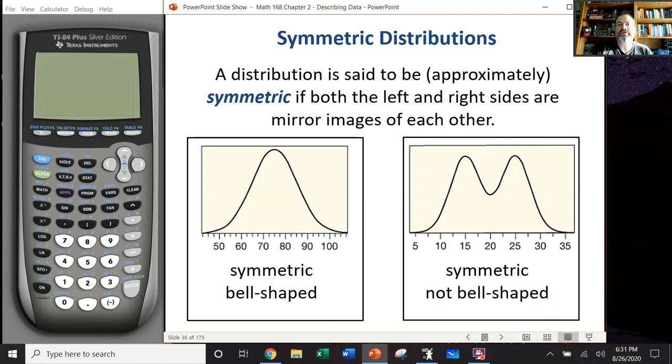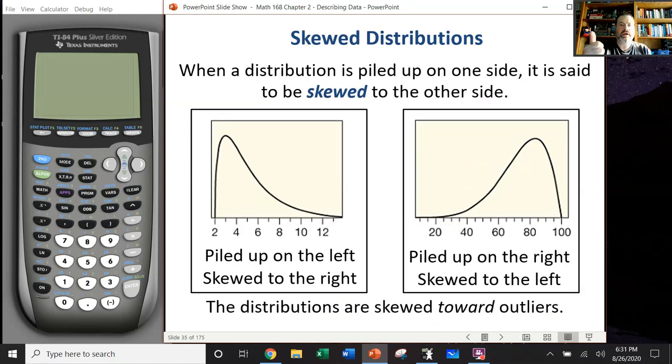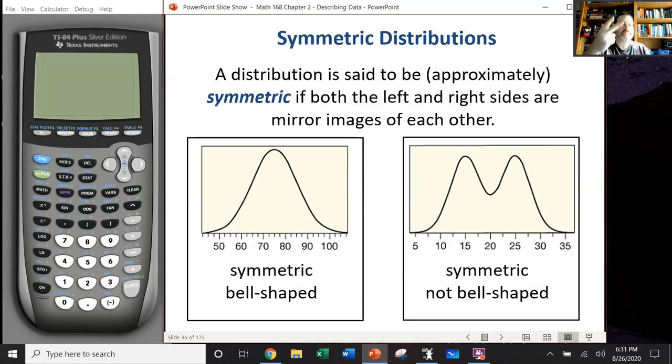So it turns out that this slide and the previous slide are the only 4 cases you need to be responsible for in this class. Skewed right or skewed left, symmetric and bell-shaped, or symmetric and not bell-shaped. That's it. In other words, if it's not symmetric, it's automatically not bell-shaped. So you don't even need to say that. If it's not symmetric, it's probably skewed to the left or skewed to the right.